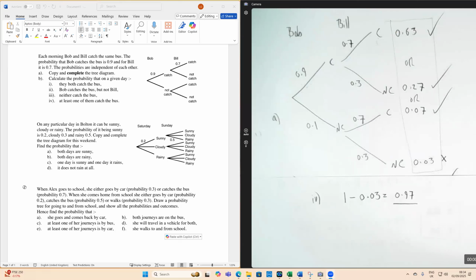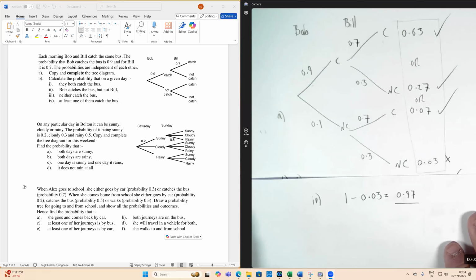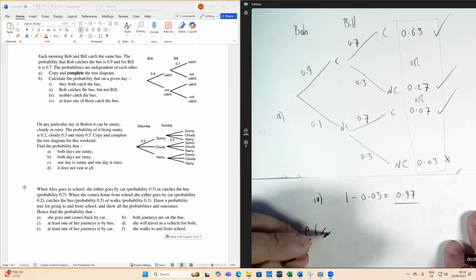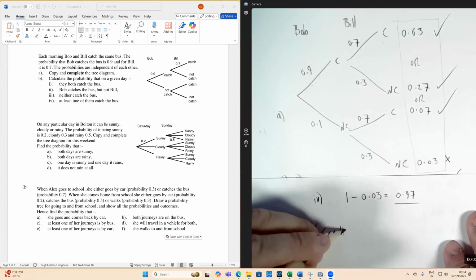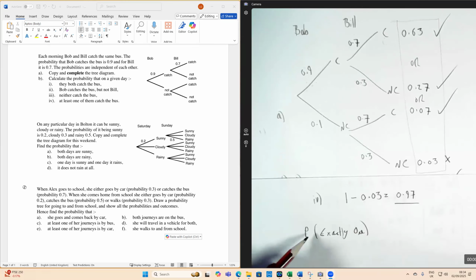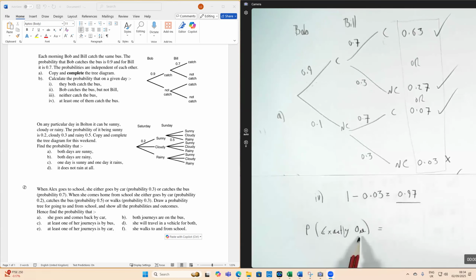Now, I just want to basically draw your attention whilst we're on this question to a way that they sometimes word this question to make it seem a little bit confusing. So what if they asked us, what is the probability that exactly one catches the bus? Okay, so what's the probability that exactly one of them catches the bus? Now, for some reason, the way that they word that makes it seem a lot more confusing. The probability of exactly one.